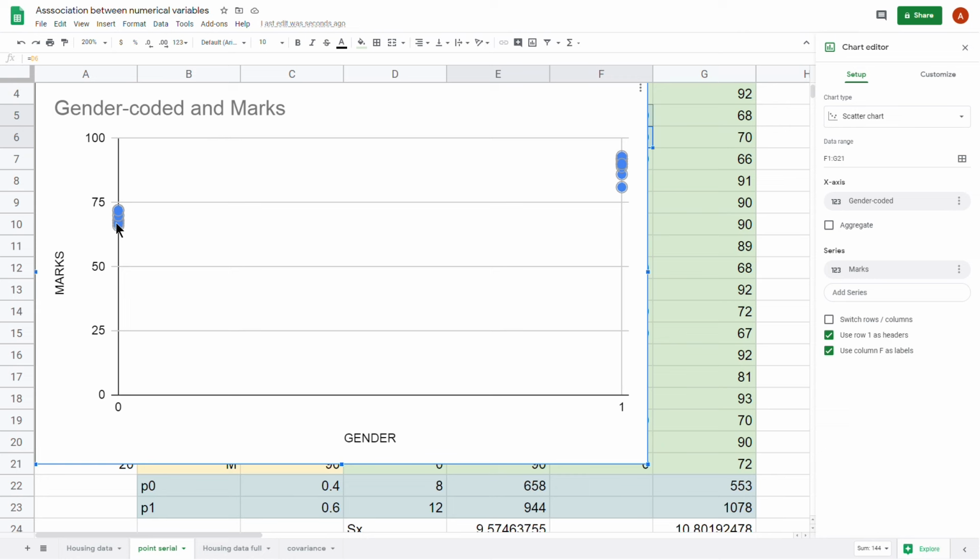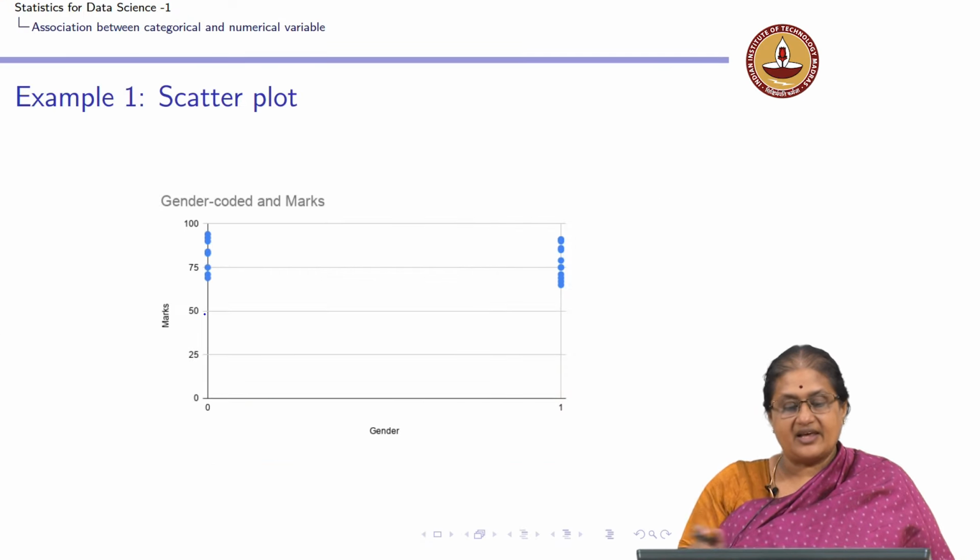What is the difference you notice here? You can see that 0, or the males, are clustered in this region and females are clustered in this region, indicating that females have performed better. They have obtained higher marks than the males in general.